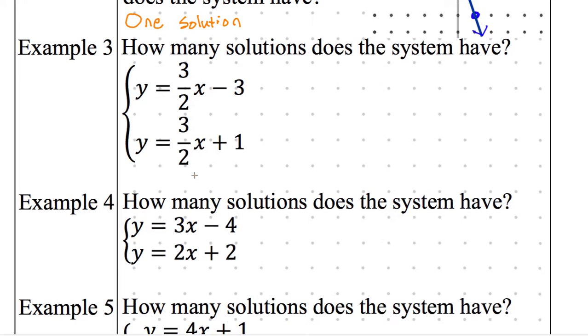These 2 equations, do they have the same slope or different slope? Quiet raised hand. Same slope or different slope? Monse. Same slope. It's the same number in front of this x. This 3/2 and this 3/2 are the same. So go ahead in your notes, just say same slope.